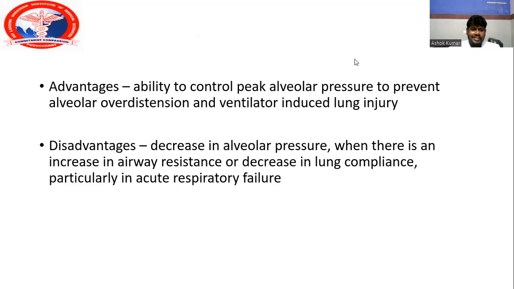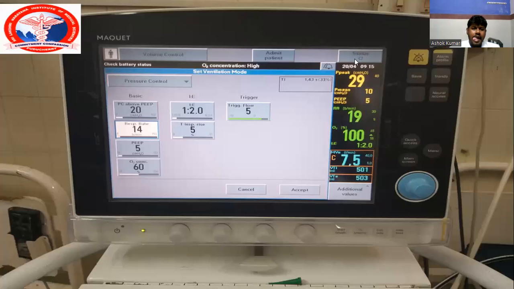Then it has the following advantage and disadvantage. The advantage is a constant peak alveolar pressure, to prevent alveolar distension as well as ventilator induced lung injury. The disadvantage is a decrease in alveolar pressure when there is an increase in airway resistance or decrease in lung compliance, particularly in acute respiratory failure. This is the parameter for pressure control.